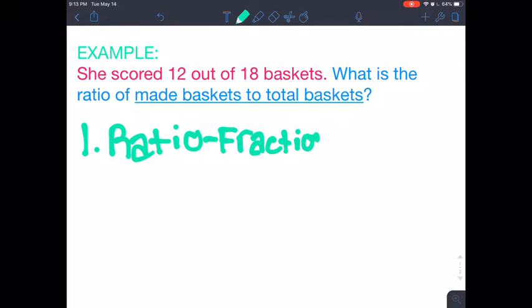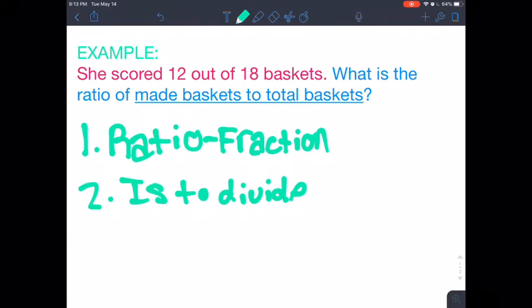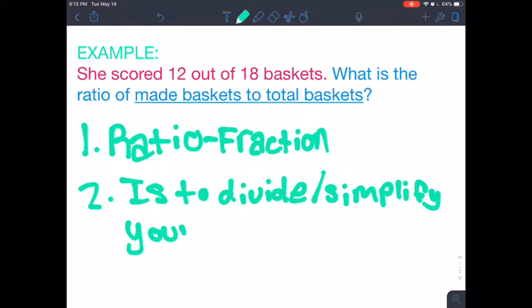Now, the second step is to divide and or simplify your ratio to simplest form. This really helps if you go with the greatest common factor of both numbers, and you don't have to do as much dividing as if you went with a smaller number.